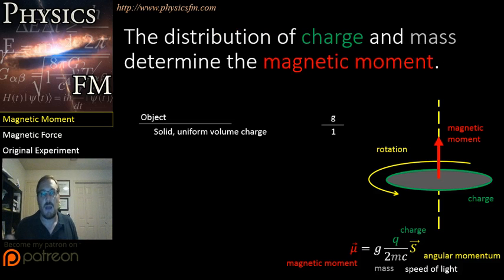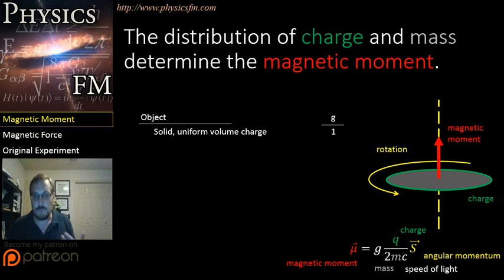I have written an equation down there for you. The only important thing about that equation is that there's a little factor g there. That's just a number. Everything else is completely defined. And if you have a solid uniform volume charge with a uniform density, that equation with g equals 1 is exact, right? And everything makes perfect sense. It doesn't matter what the shape is. It doesn't matter what axis it's rotating around. Everything is just the way that's written down there.